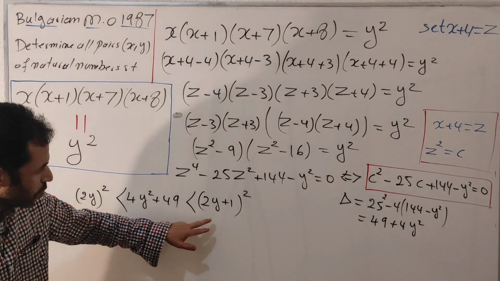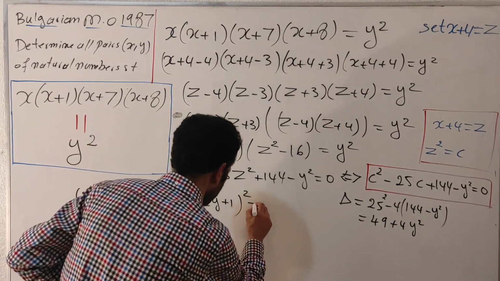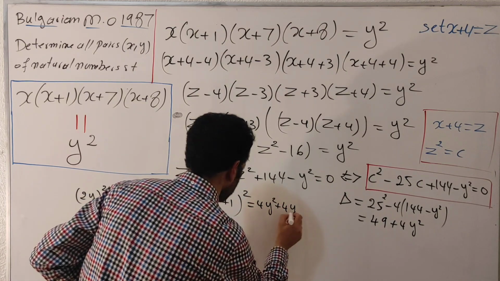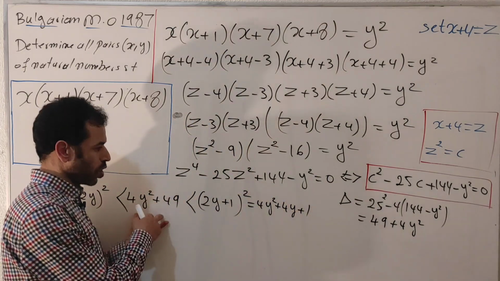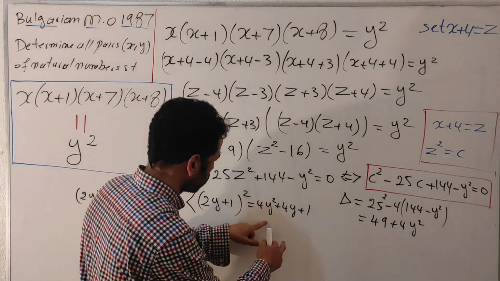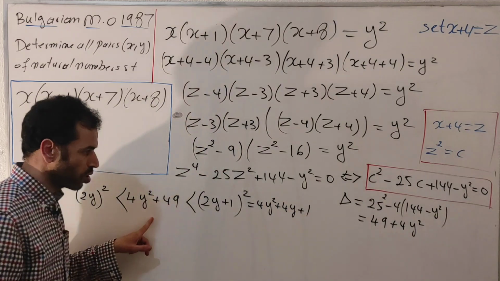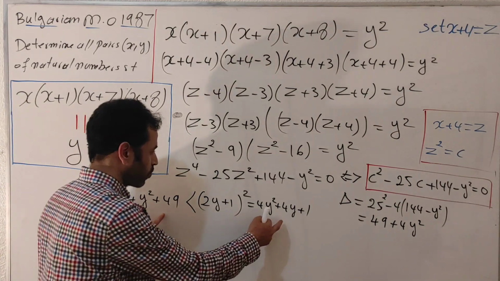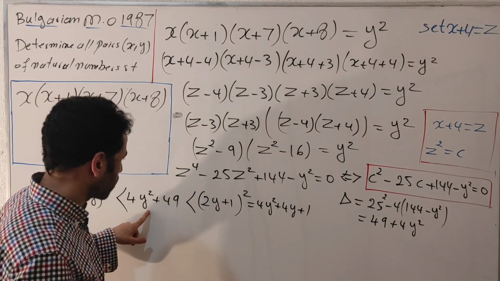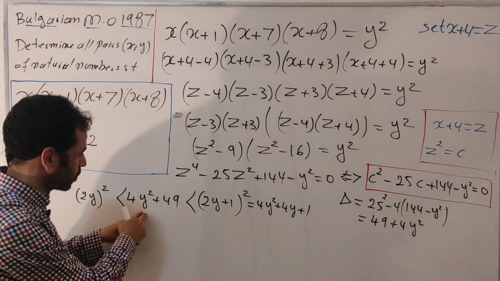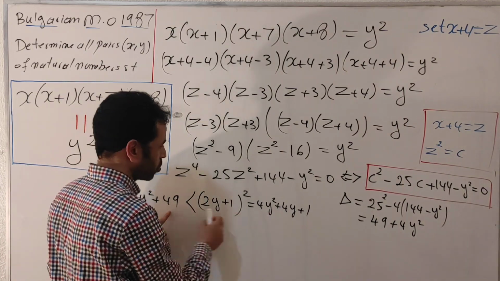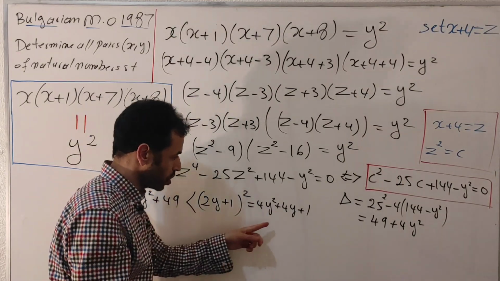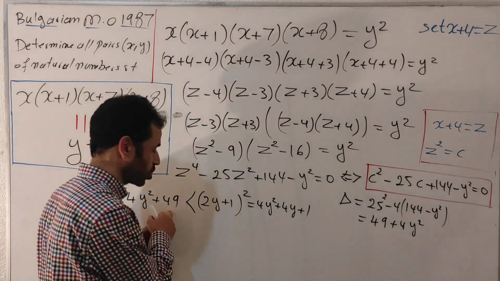If I distribute this one, it gives me 4y squared plus 4y plus 1. Okay, this inequality is not valid for all values of y, because if you take smaller values of y, for example y equals 1, it never verifies this one, because this term and this term are the same, but this term is smaller than this term. If you plug y with number 1, you get 4 plus 1, 5. Here is 49. So we need to increase the value of y in order to satisfy this inequality.